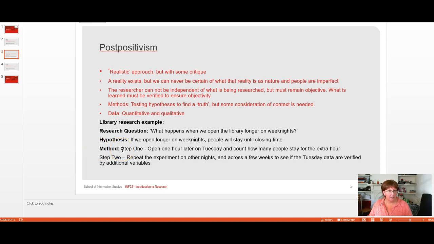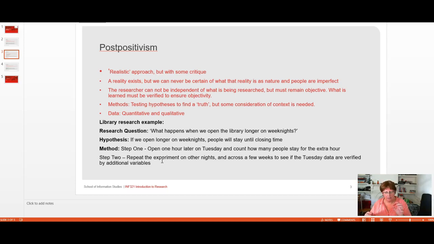So you might do exactly the same thing for the first step. Open an hour later on Tuesday or Friday or whatever, count how many people are there for that last hour. But then you might think, well, maybe it's going to be different on a different day. Maybe Friday night's not a really good example because everyone wants to knock off for the week and go home and go out with their family. So maybe we should do this on a Tuesday night, or maybe we should do it on a Wednesday night, or maybe we should do it over a period of a month and then compare.